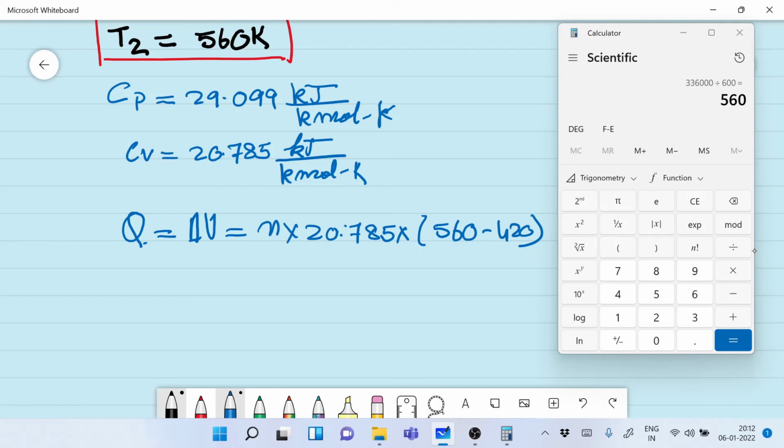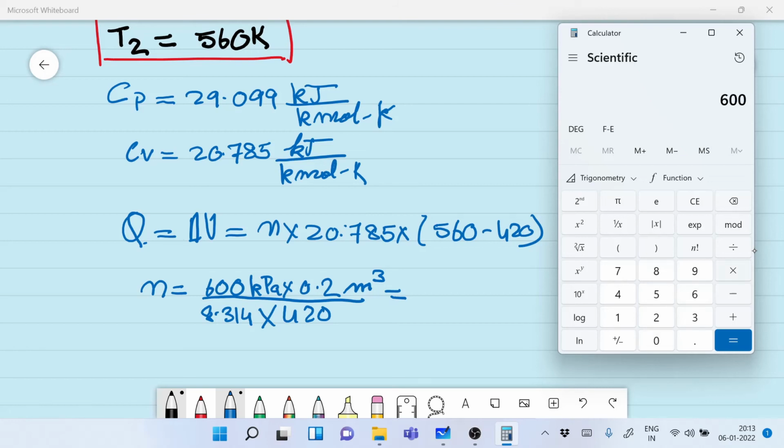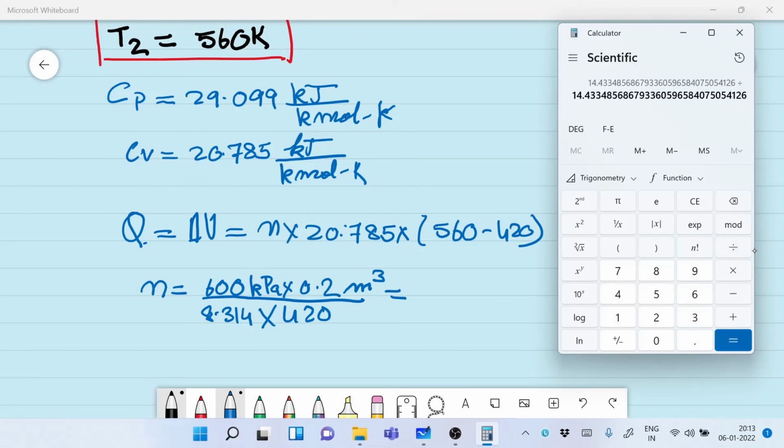Now we need to find out n. So n here is given by 600 kilopascals, which is the pressure, into the volume, which is 0.2 meter cube, divided by 8.314, which is R, into 420. That is 0.034. So we take it as 0.034 kilomoles.